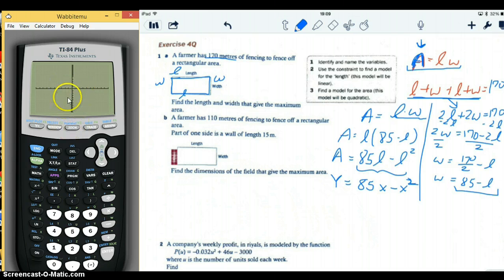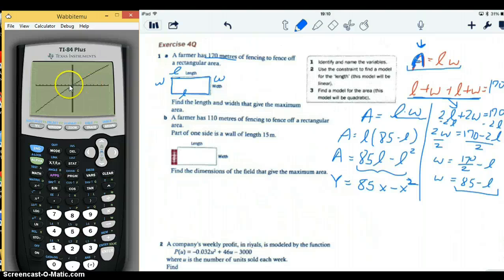Didn't come out too well. Let's see, 85X minus X squared. So probably what's happening is that the parabola is going off the edge of the screen. The easiest way to fix that is to use the zoom function, and zoom fit is where we should always start. Zoom fit is, I think, option 0. Okay, so now at least we're seeing the parabola.